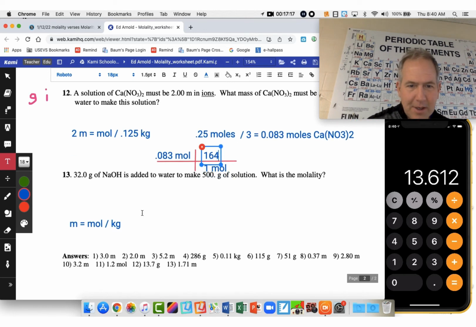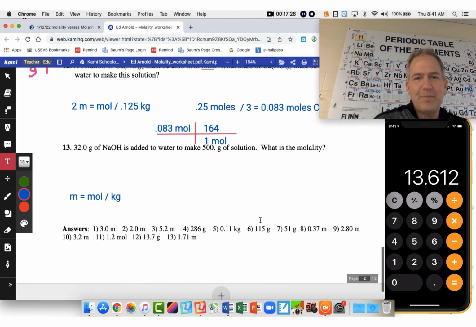13.6. Oh, looky there. So we rounded ours. Something's rounded in there, but it all works out okay. Okay. One more to go.